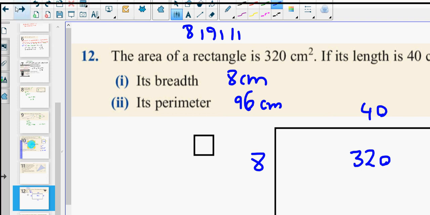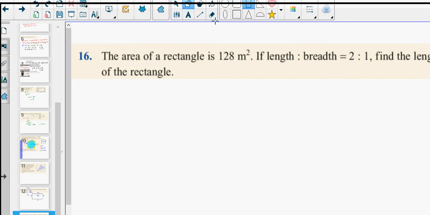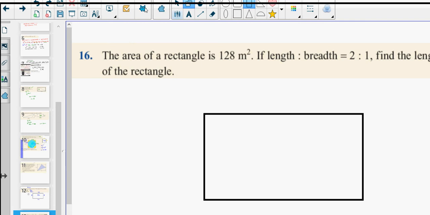That's question 12. Question 16. The area of a rectangle is 128 meters squared. The length is twice the length of the breadth. Everybody cool with that? So here's what we do instead. I'm going to call the length 2x and the width x, or 1x. Everybody cool with that?